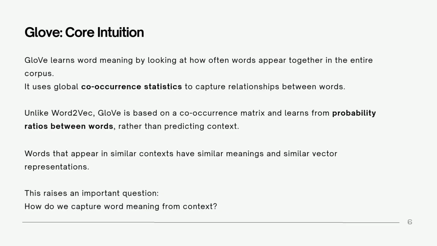The core intuition of GloVe is actually very simple. It says that the meaning of a word can be understood by looking at the words that appear around it, not just in a small window but across the entire corpus. Instead of predicting context like word2vec, GloVe focuses on co-occurrence statistics, basically, how often words appear together. The key idea is that words that appear in similar contexts will have similar meanings, and this pattern can be captured using statistics over the entire dataset.